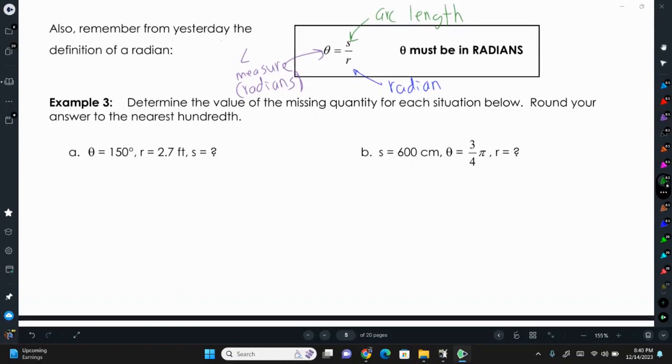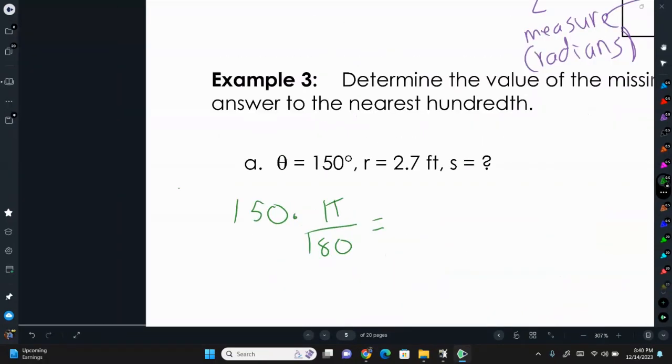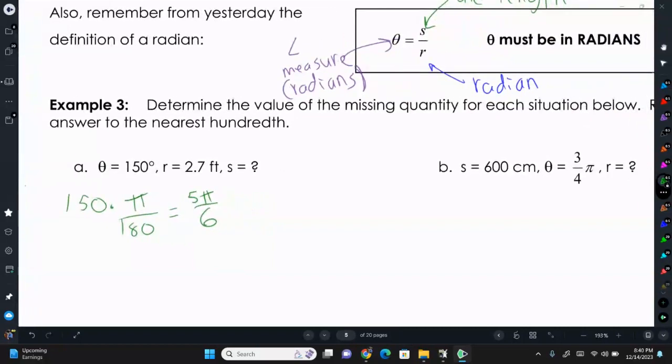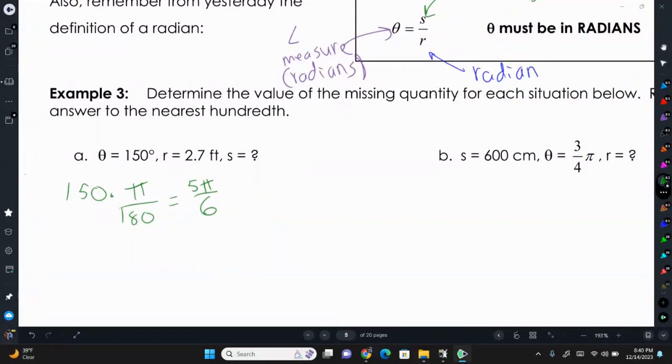Well, first thing we need to do is take 150 degrees and multiply it by pi over 180, because that will give us our radian measure. Or you may remember from the unit circle that 150 degrees is 5 pi over 6. But if not, we're able to do that right here. So that's our theta measure. So now we're going to set up our equation. 5 pi over 6 is equal to S over R. We don't know what S is, but we know that R is 2.7.